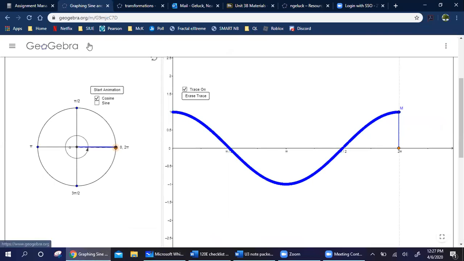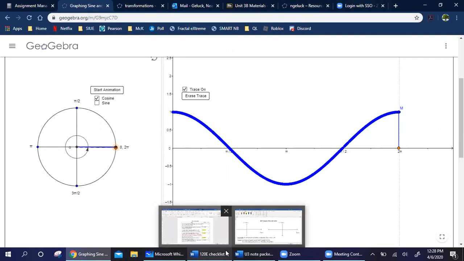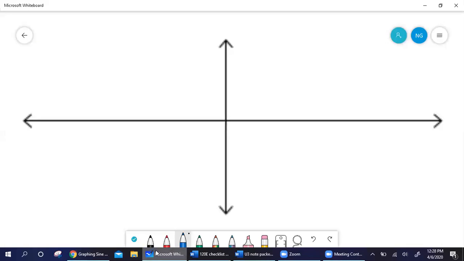So this app is on Blackboard. I put a link to it. I also have a link to another GeoGebra app that I'll show you in just a second. But let's get the basic graphs of these written down first. So for sine, so this is the graph of sine. And again, it's helpful to think of the unit circle and what happens at those different angles.